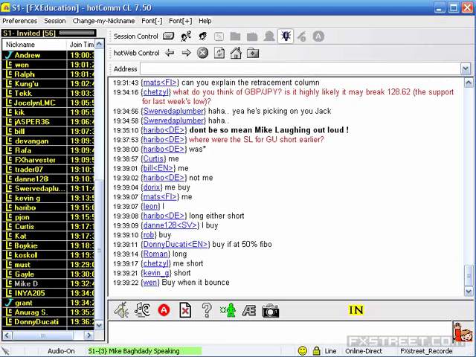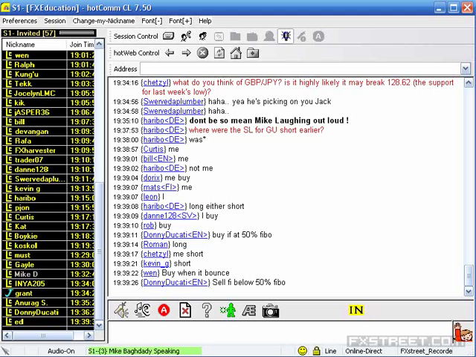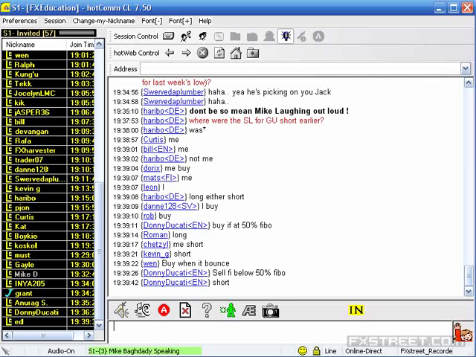See, Donnie, what you're trying to do is you're trying to hedge yourself. You say buy if it is 50% fib, sell if below 50%. No. I want you to pull the trigger irrespective of fib or whatever. It doesn't make any difference.